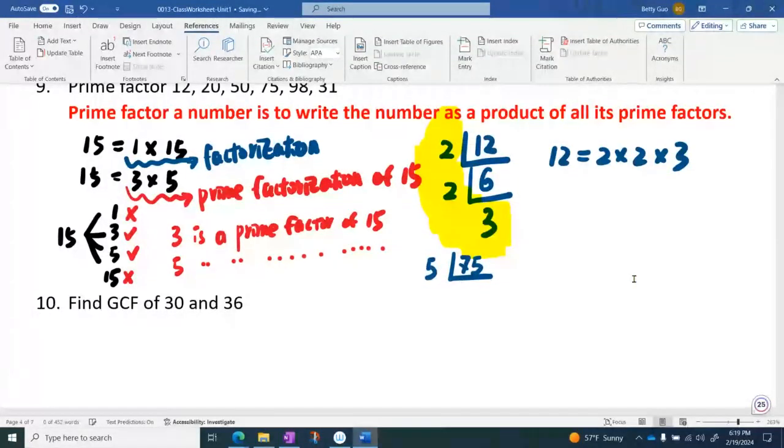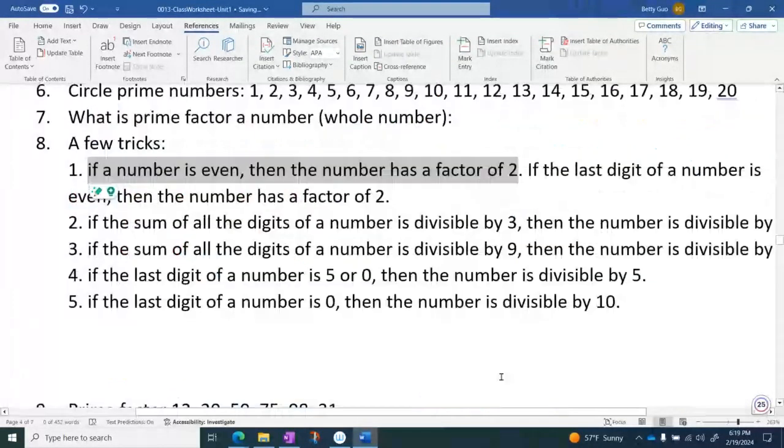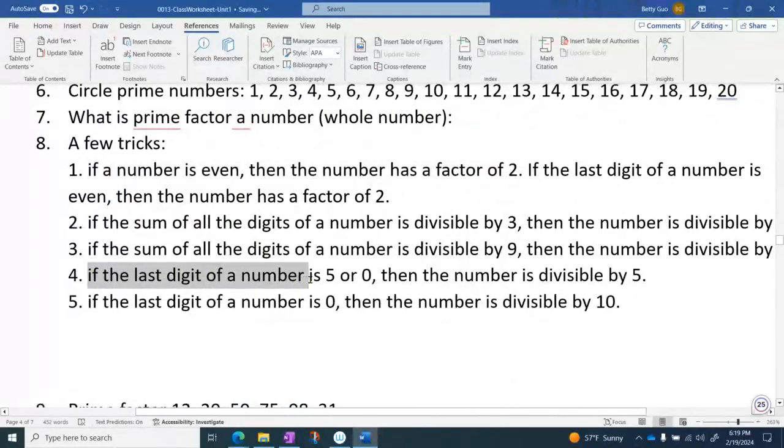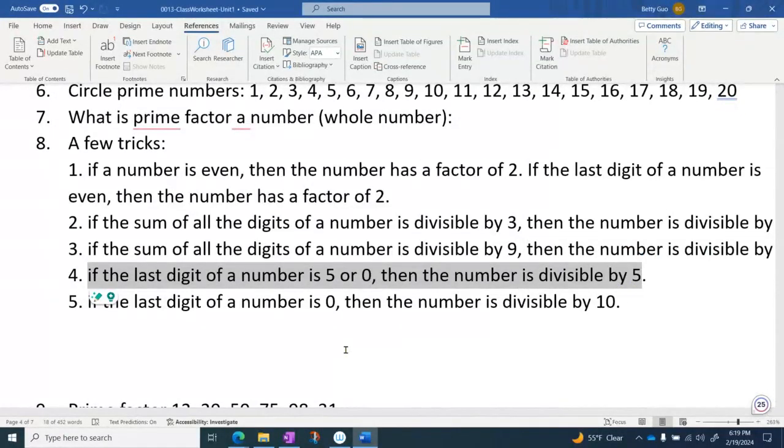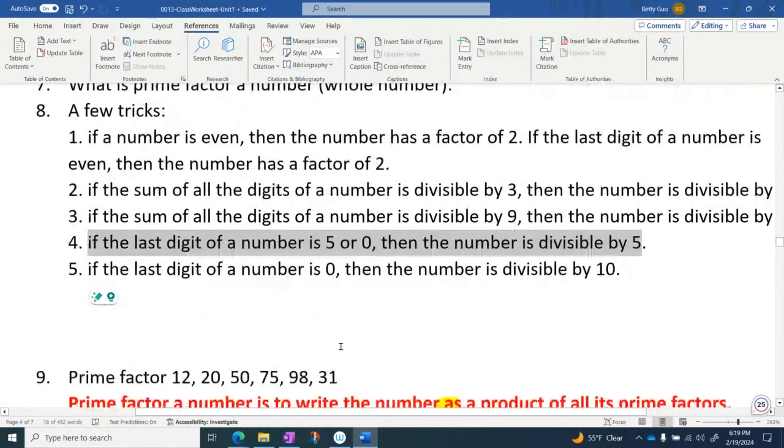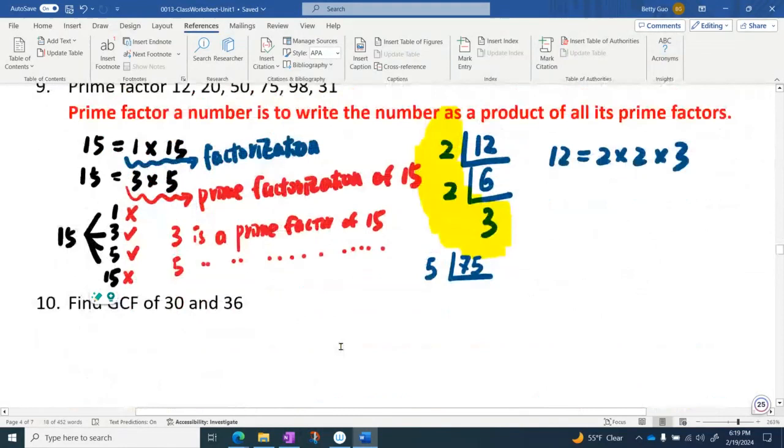The reason is because of this. If the last digit of a number is 5 or 0, then the number is divisible by 5. Divisible by 5 means have 5 as a factor, and 5 is prime. So if the last digit of a number is 5 or 0, then the number has a 5 as a prime factor. That's the reason. So I start from 5.